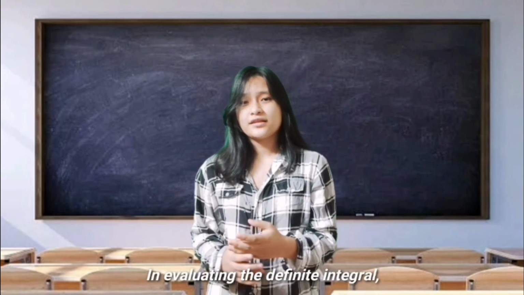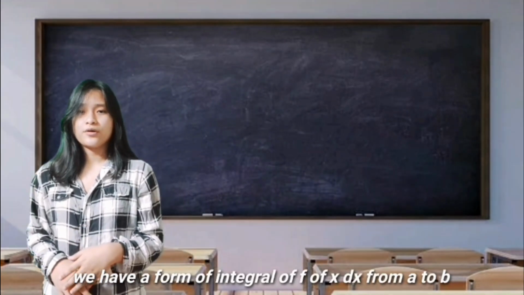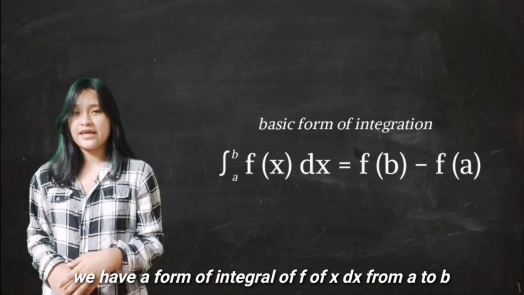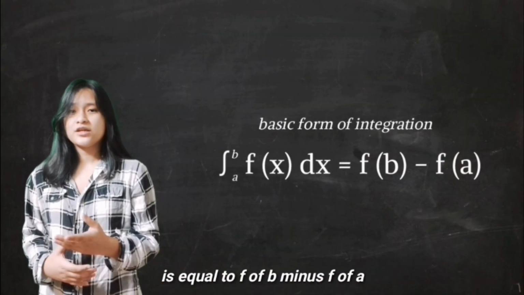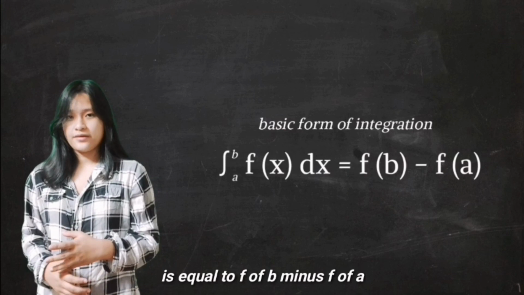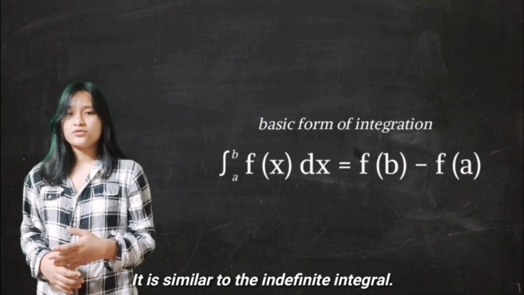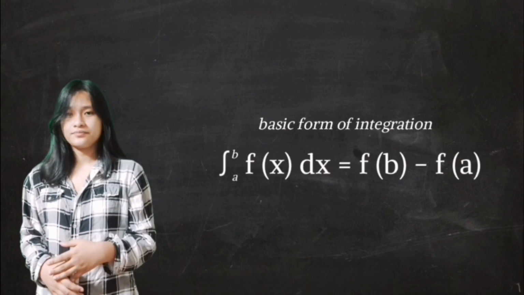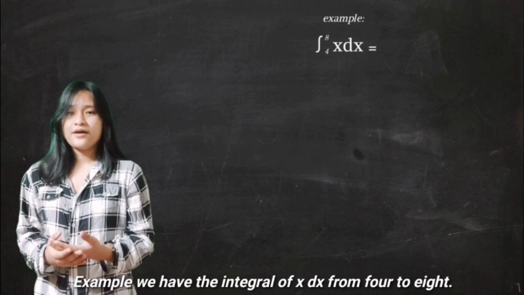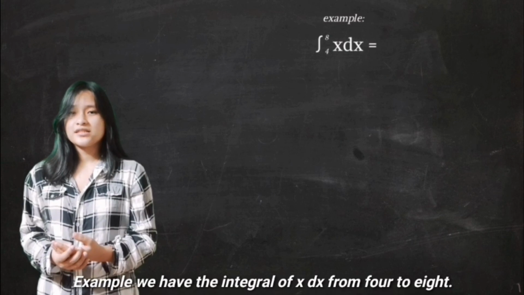In evaluating the definite integral, we have a form of integral of f of x dx from a to b is equal to F of b minus F of a. In evaluating the definite integral, it is similar to the indefinite integral. Example, we have the integral of x dx from 4 to 8.